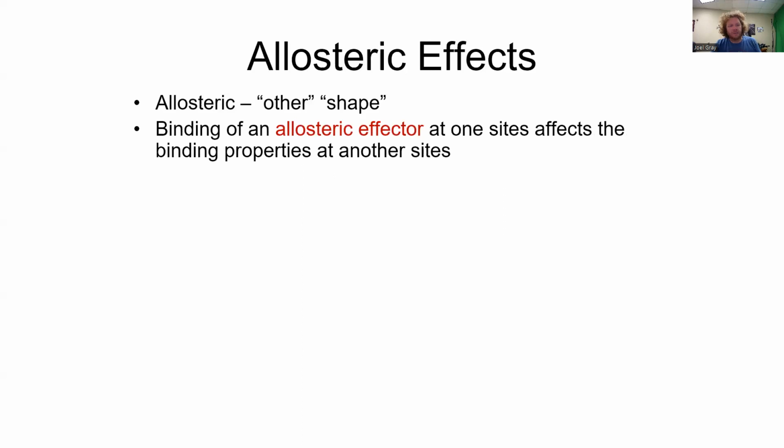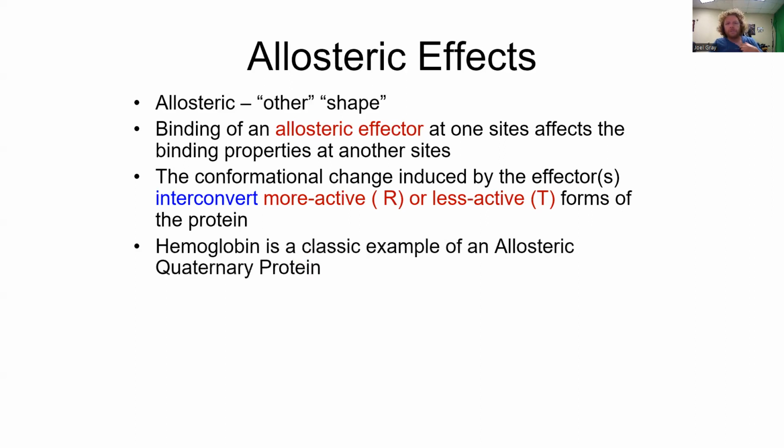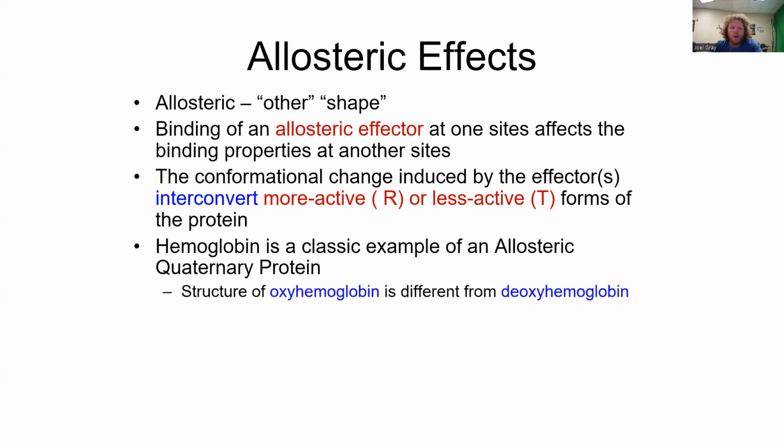Now, binding of an allosteric effector at one site affects the binding properties at another site. The conformational change induced by the effectors interconvert a more active or a less active form of the protein. So converting between the R and the T, and the T and the R, is what's going to be taking place. Hemoglobin is a great model for protein ligand binding, just as myoglobin is a great model for protein ligand binding, but hemoglobin is also a great example to illustrate allostery.